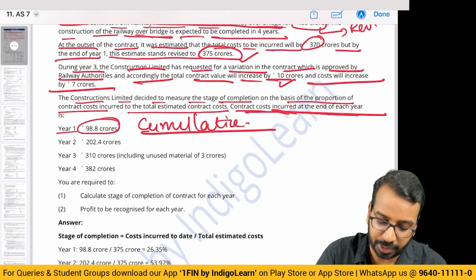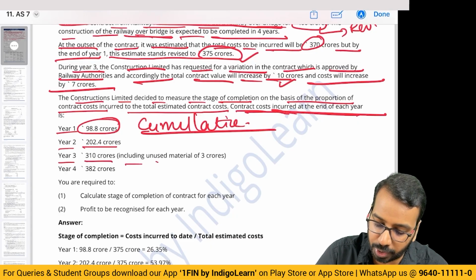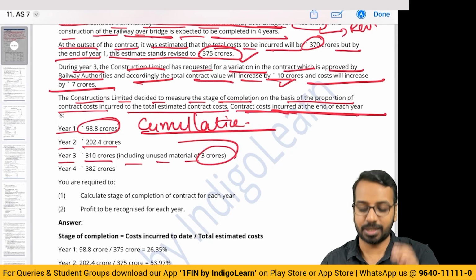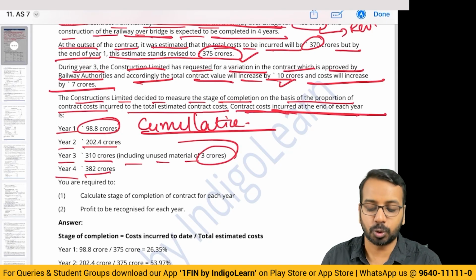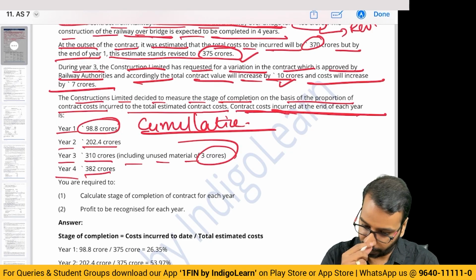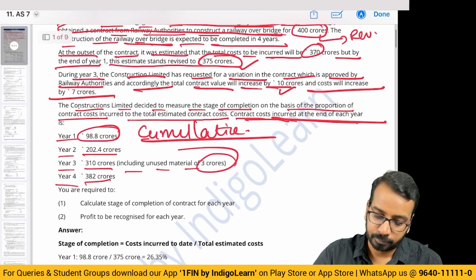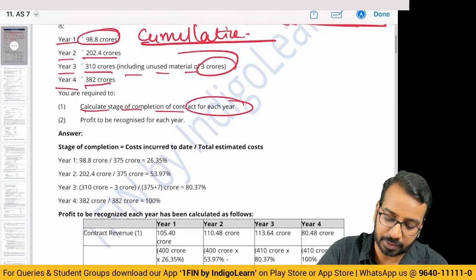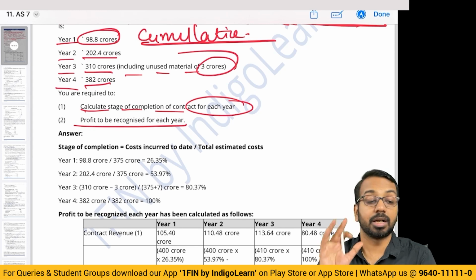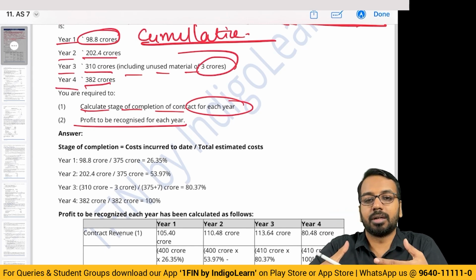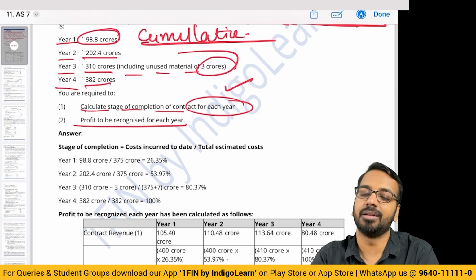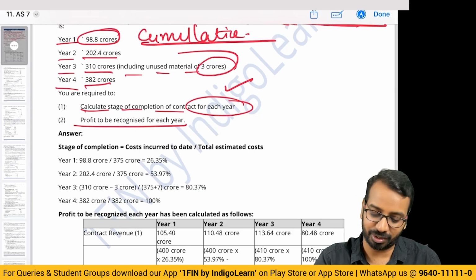Year 1, 98.8 crores. Year 2, 202.4. Year 3, 310 crores, including unused material of 3 crores. If material is unused, we will not consider. Year 4, 382 crores. Calculate the stage of completion of contract for each year, profit to be recognized each year. Now here in this question, the thing that you need to do is contract completion. Once you are done with that, calculation of profit is not a big deal.